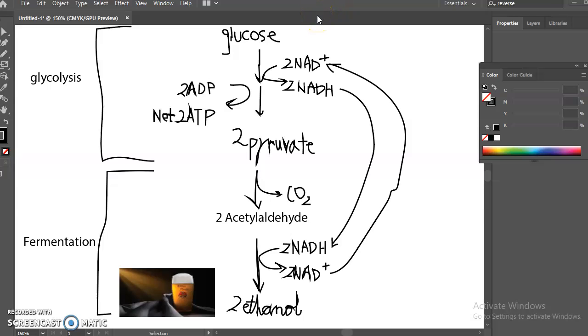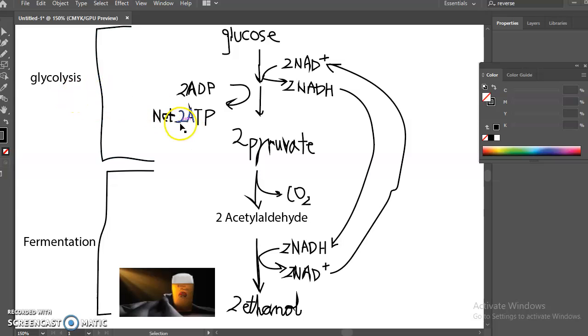The process of creating alcohol begins at glycolysis, where an organism that goes through anaerobic respiration obtains glucose and then converts it to 2 pyruvates. And through this process, it converts two NAD+ into two NADHs, as well as two ADPs into two net ATPs. And this is where the energy for the organism is coming from.